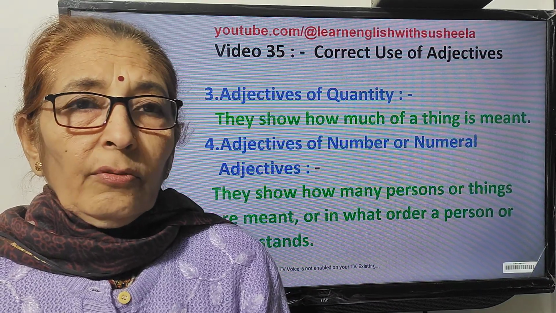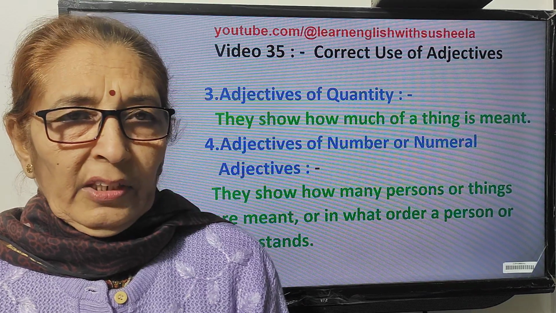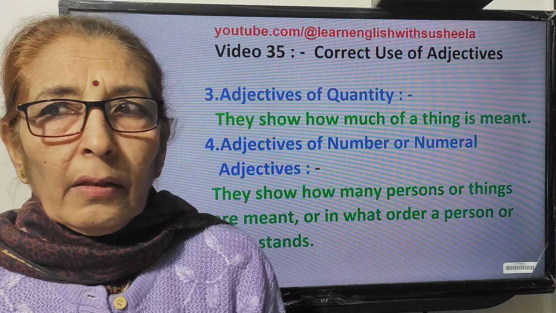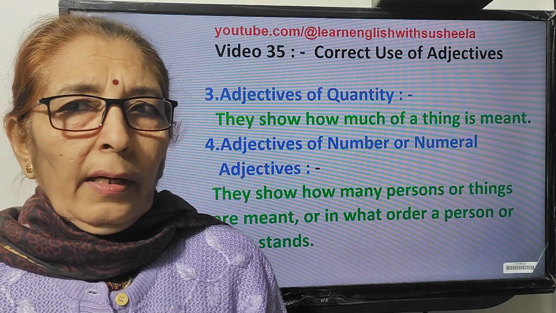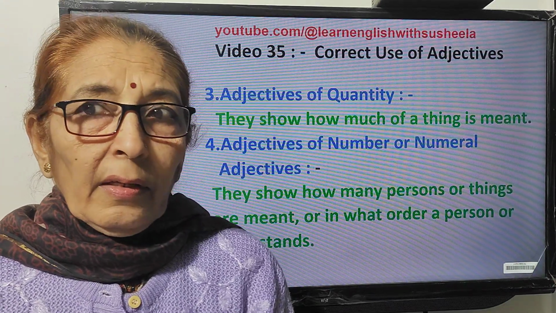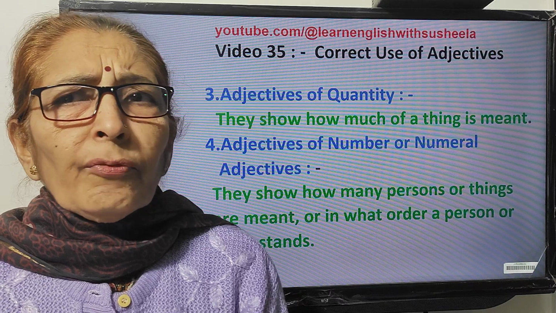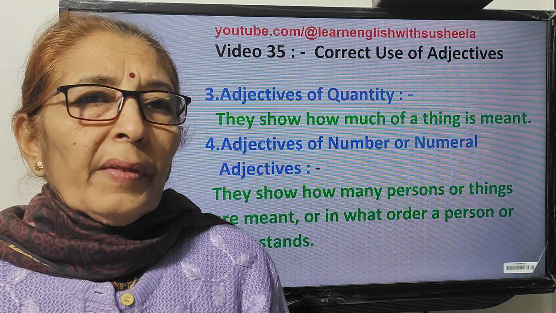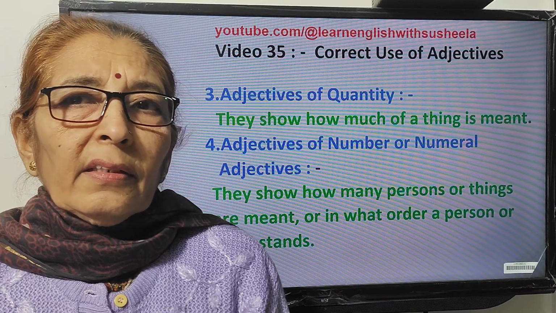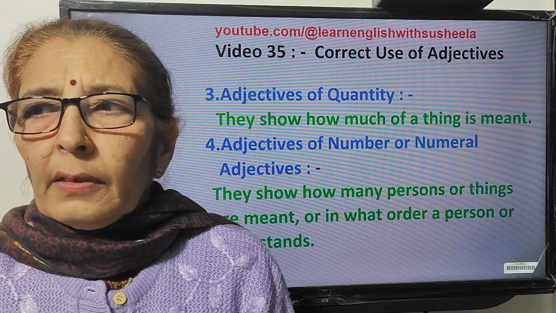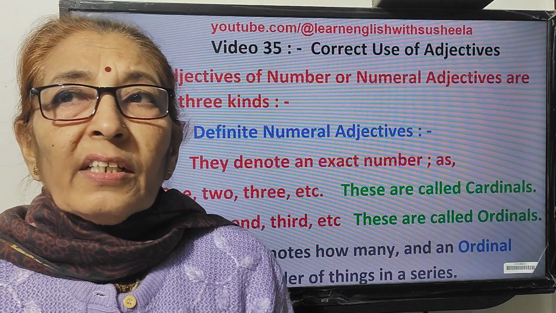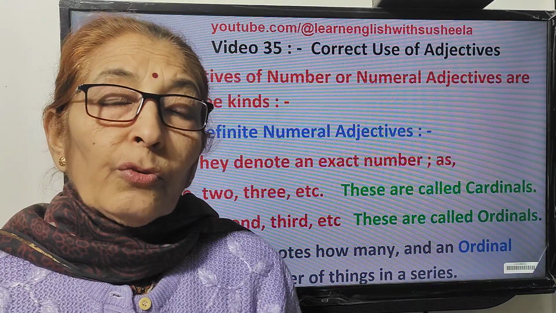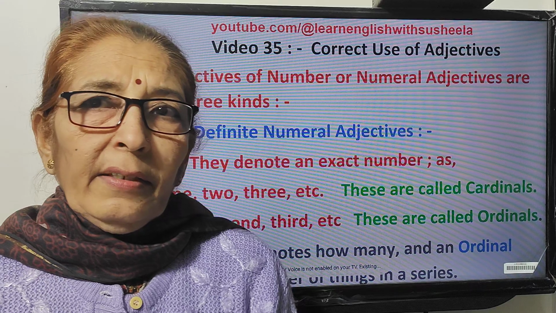Next, adjectives of number or numeral adjectives. They show how many persons or things are meant or in what order a person or thing stands. For example, there are 40 students in the class and that order, he stands at the first place in the row. Numeral adjectives are of three kinds. So this one we can divide into three parts.